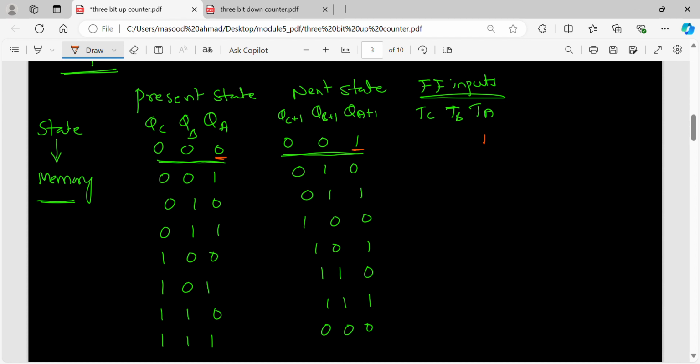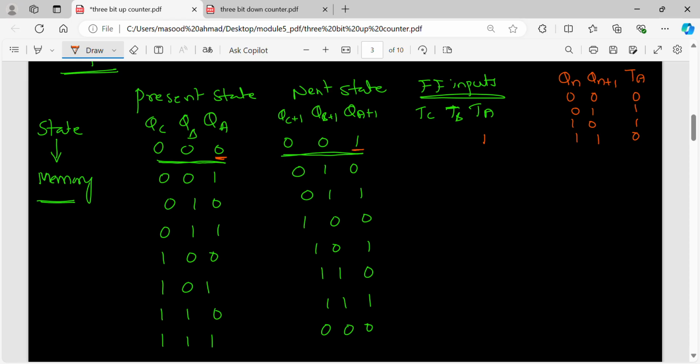How can I say that? It's very simple. For the T flip-flop, what is the excitation table? Qn+1 and T. As long as these are the same, T is 0. That means for 1 1 and 0 0, T is 0. For 0 1 or 1 0, the input should be 1.